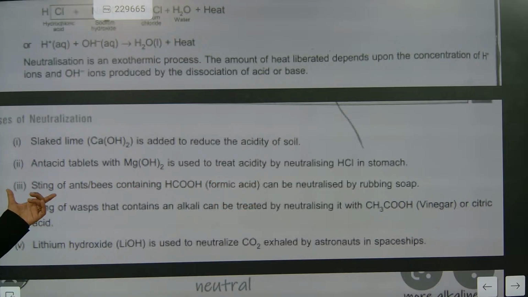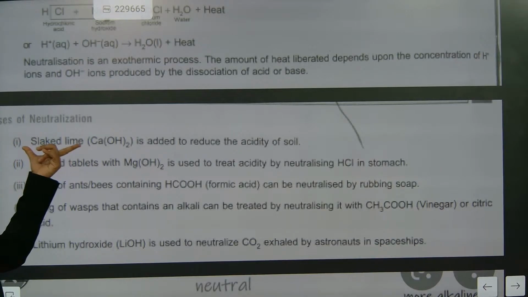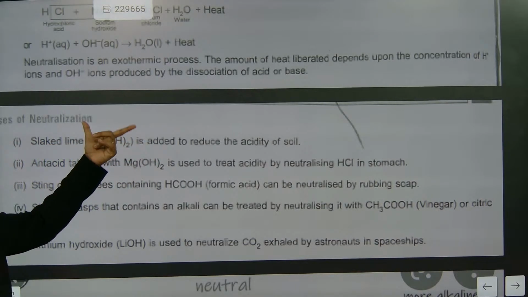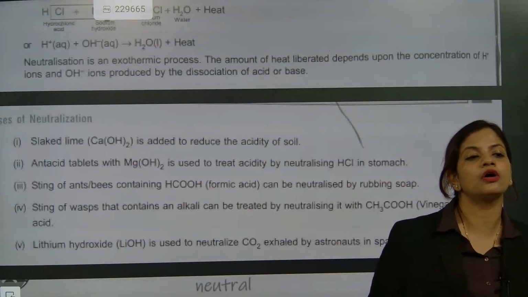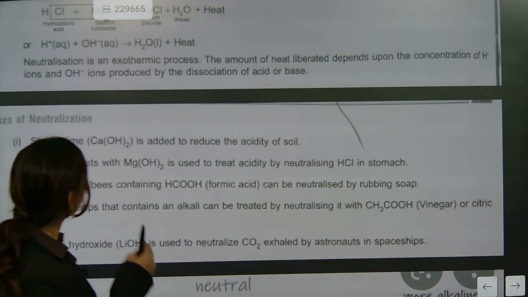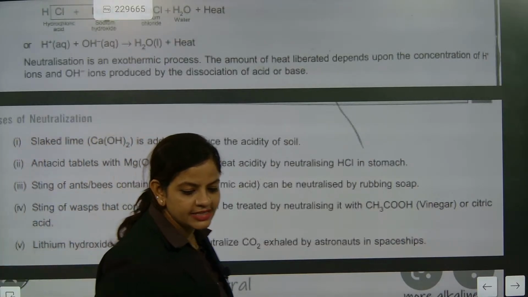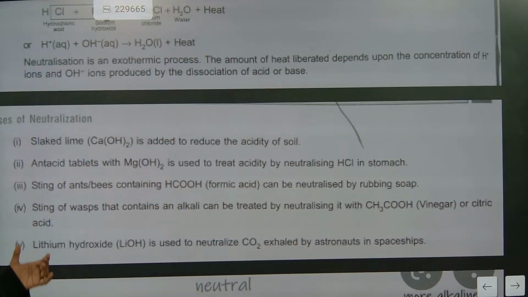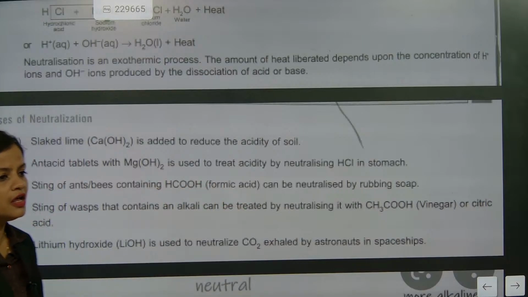Understood or not? Next, sting of an ant. When an ant bites, what does it inject? Formic acid. There what can we use? Soap, because soap is basic in nature. Slaked lime is added to acidic soil, because if the soil's acidity is high, the plant will not grow nicely. The second part is antacid tablets like magnesium hydroxide, used to neutralize HCl. To neutralize what? HCl. Next, sting of ants is formic acid, and bases are used for neutralization.